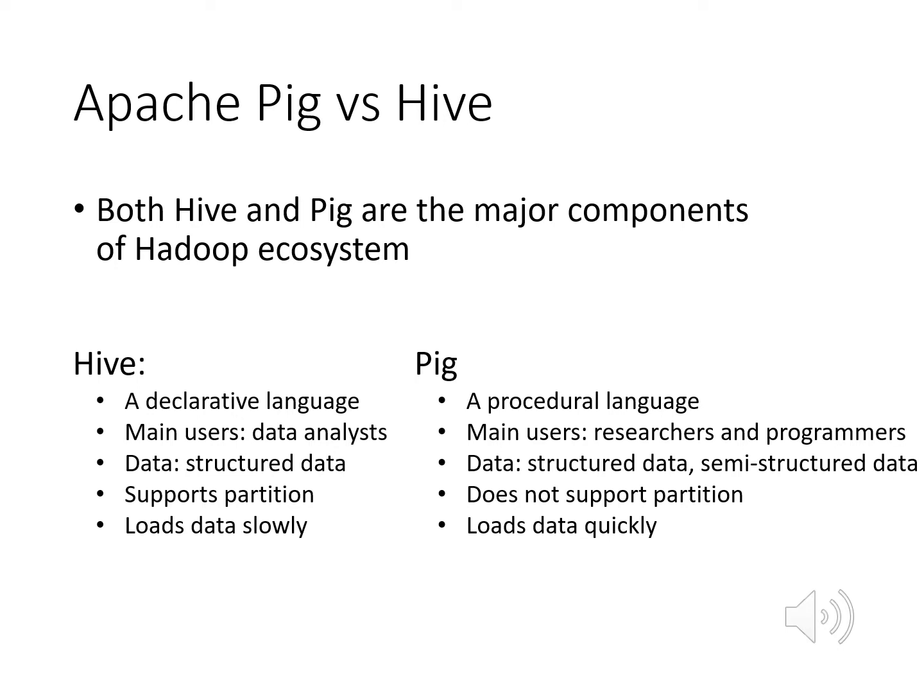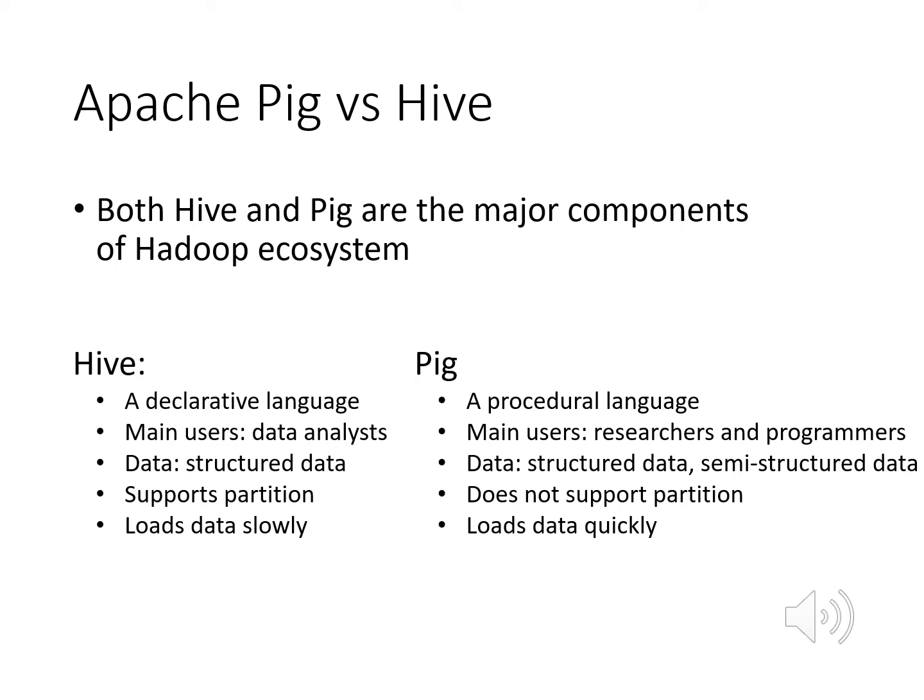So the main users of Hive are data analysts. The Hive QL is very similar to SQL. So the SQL users can switch to parallel computing with Hive very easily. Pig is more popular for researchers and programmers due to its more flexibility.